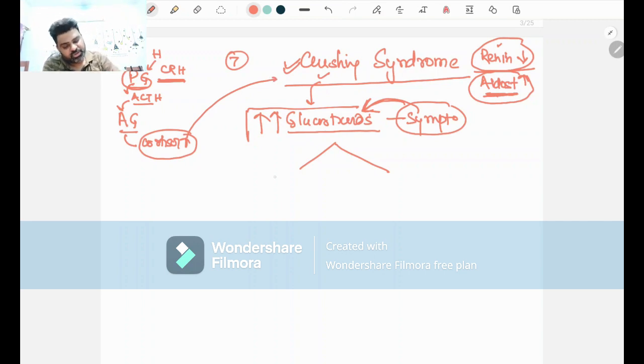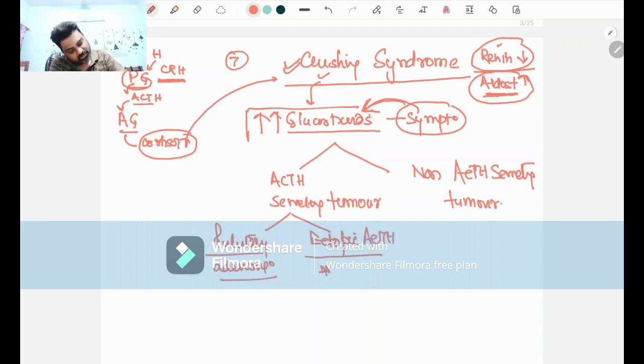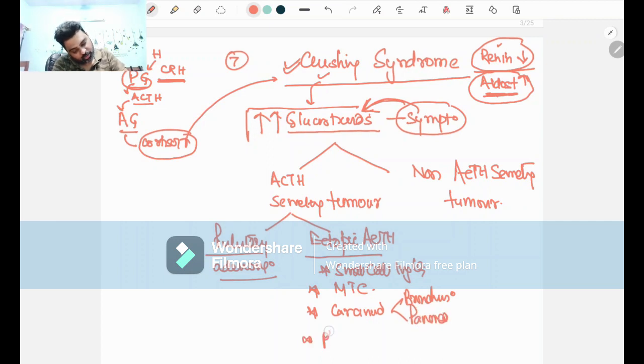So basically Cushing syndrome is divided into 2 types: ACTH secreting tumor and non-ACTH secreting tumor. ACTH secreting tumor can also be divided into 2 types. One is the pituitary adenoma, which normally secretes ACTH, and second is the ectopic ACTH secretion, which can be secreted from small cell lung carcinoma, from medullary thyroid carcinoma, from carcinoid tumor of bronchus, or from pancreas, and pheochromocytoma.